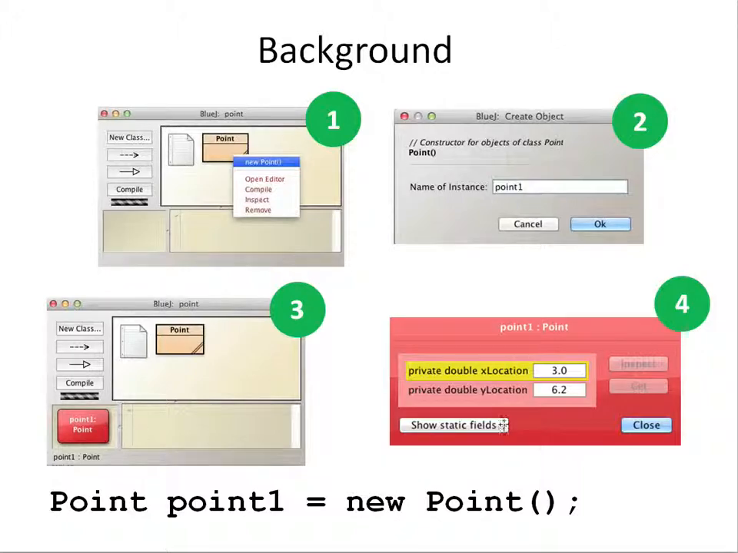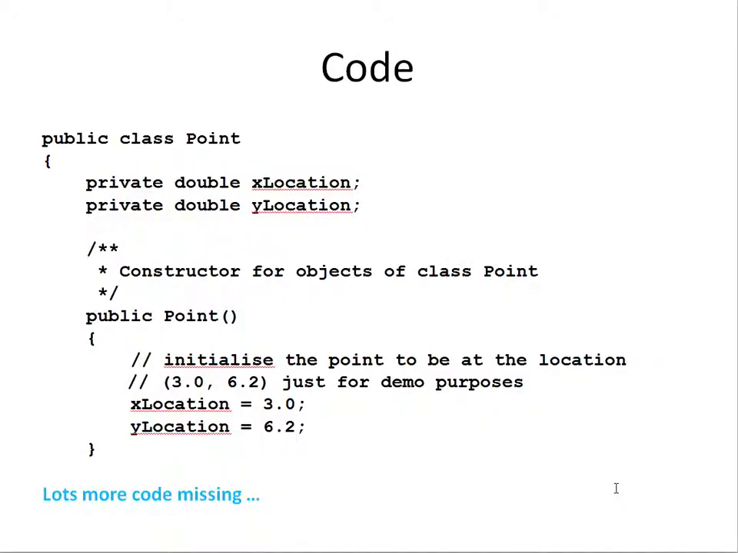And if you double-click on that point object to inspect it, you can see that we've got two fields, an x location and a y location. They're both doubles. If you want to look at how you do it in code, it would be this line of code down here. This is actually part of the code for the point class that I wrote. The only interesting thing to note here really is that whenever I make a new point, I always initialize it to the location 3.0, 6.2, just because I want to do something interesting in this example. Normally, probably you'd initialize it to 0, 0.